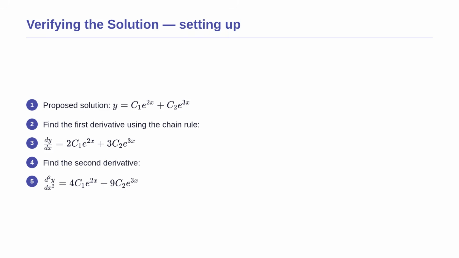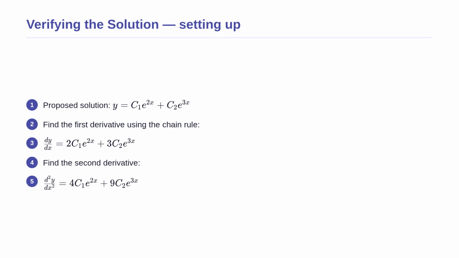Now that we have found our solution, let us prove that it actually works. We are setting out to perform a complete solution verification. To do this, we must substitute our answer back into the original differential equation. If it is truly correct, all the terms will cancel out and leave us with exactly 0.